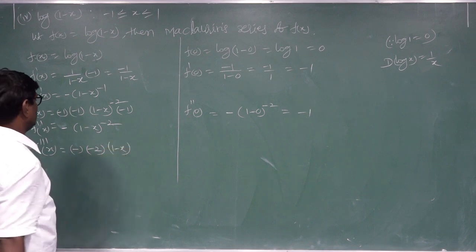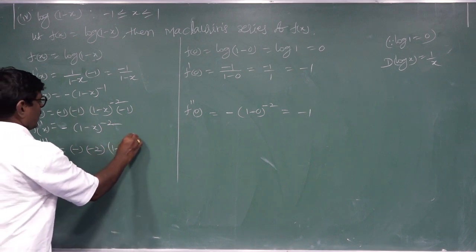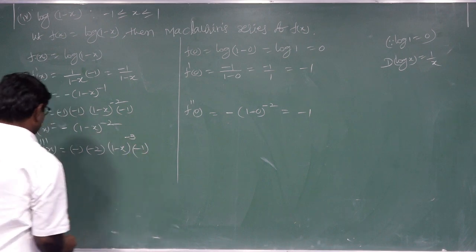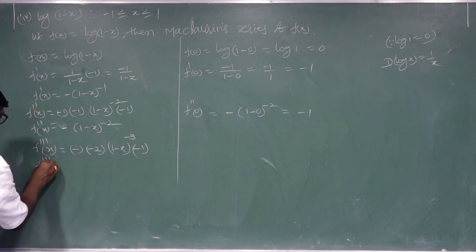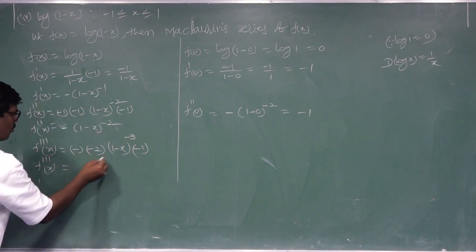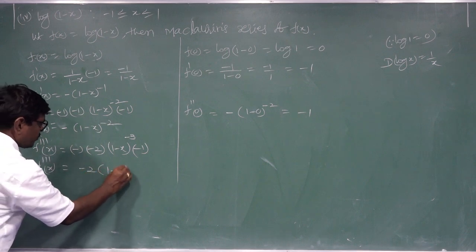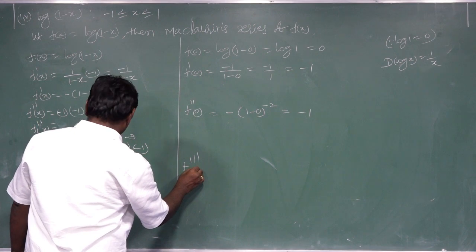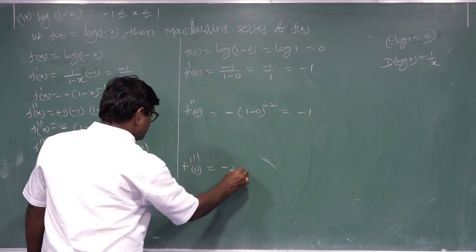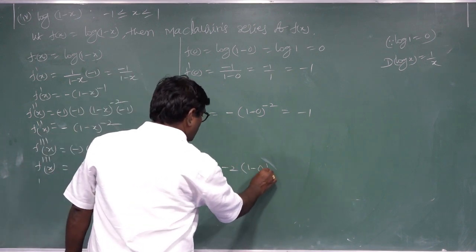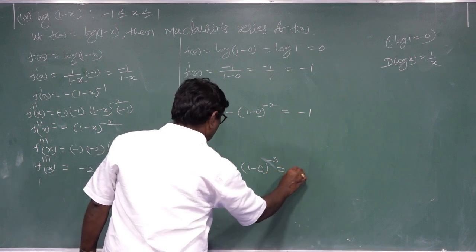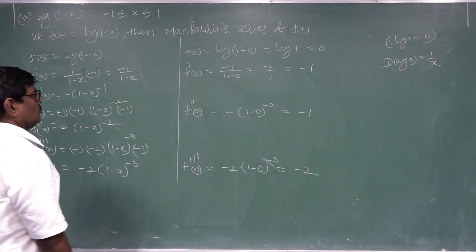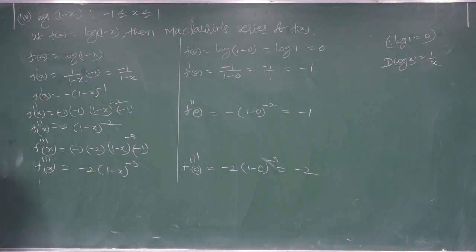Next, f'''(x) = -(-2)(1 - x)^(-3) times (-1), so f'''(x) = -2(1 - x)^(-3). Then f'''(0) = -2(1 - 0)^(-3) = -2. This value is -2.